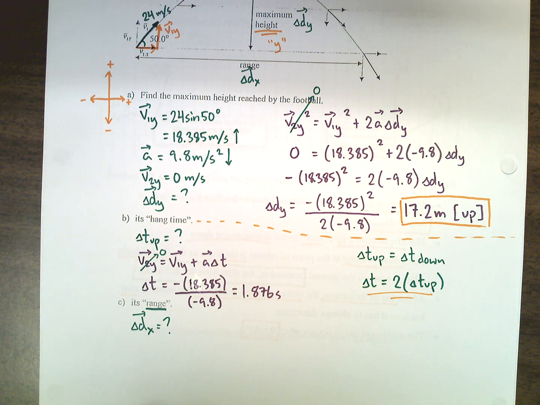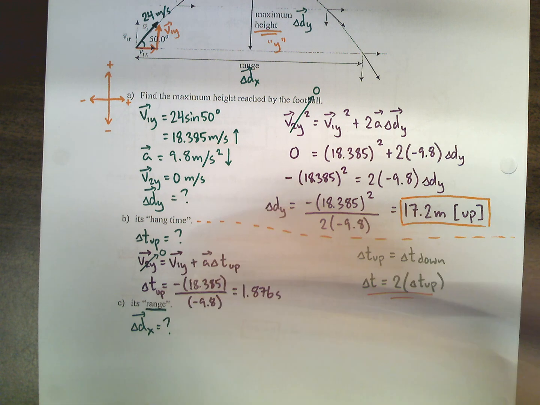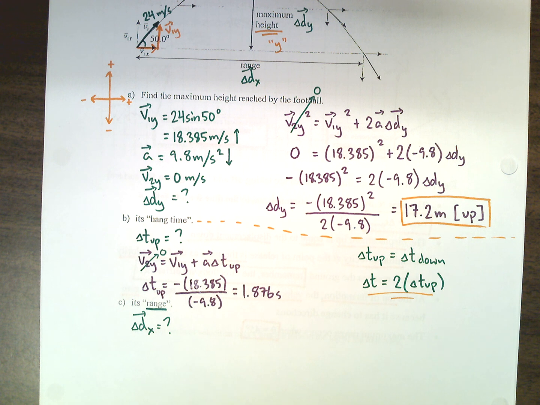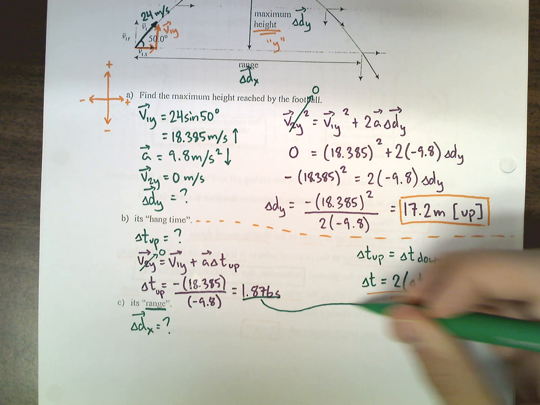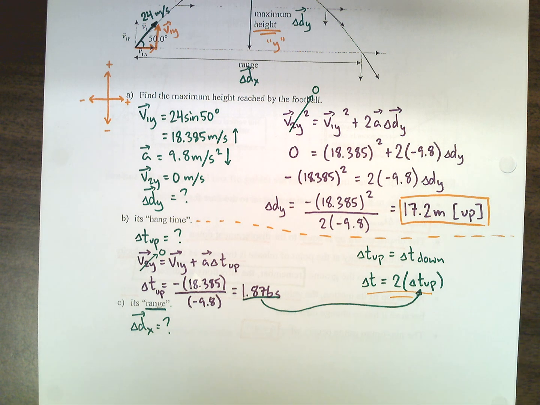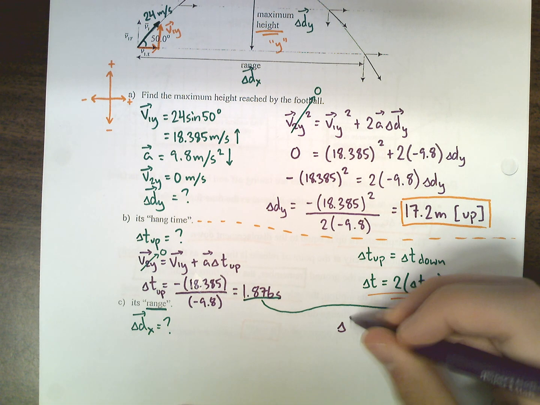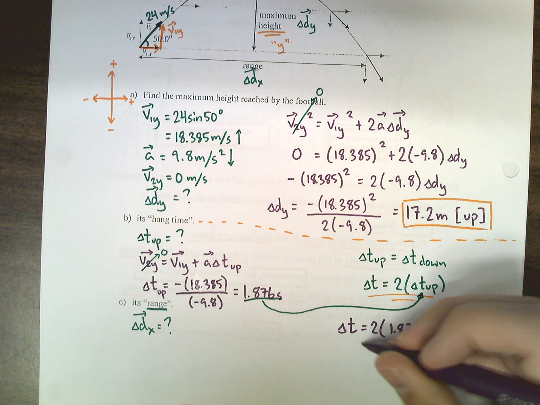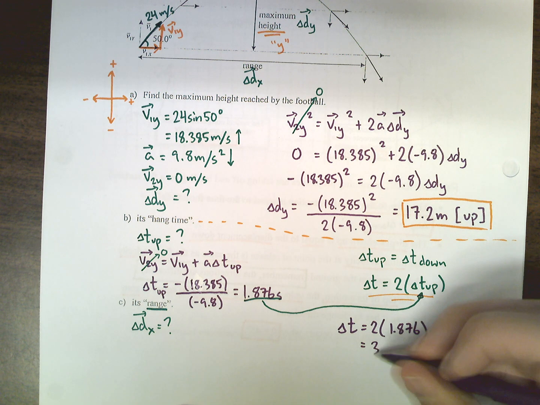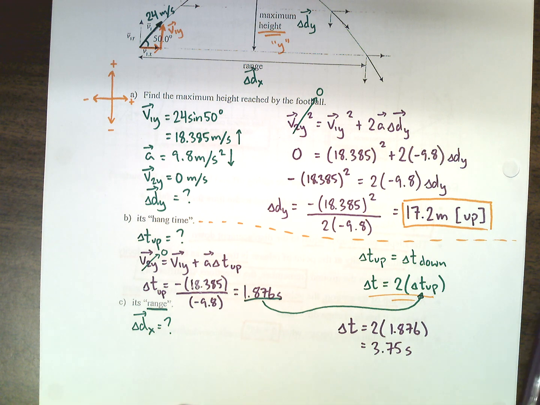So that's our T, I forgot to put my little subscript here. That's our T up. Then I take that value and plug it in right there, and now I can find the total time. So the total time should be equal to 2 times 1.876. So our total time that we're looking for is 3.75 seconds.